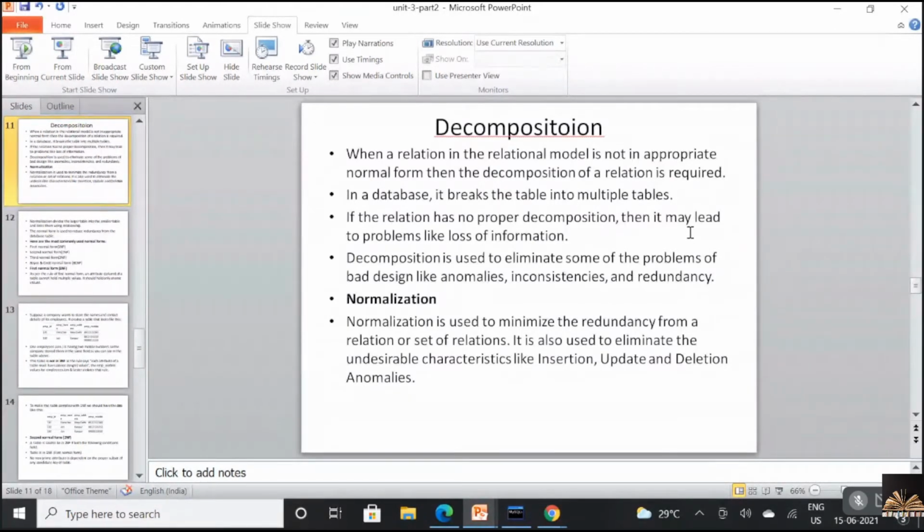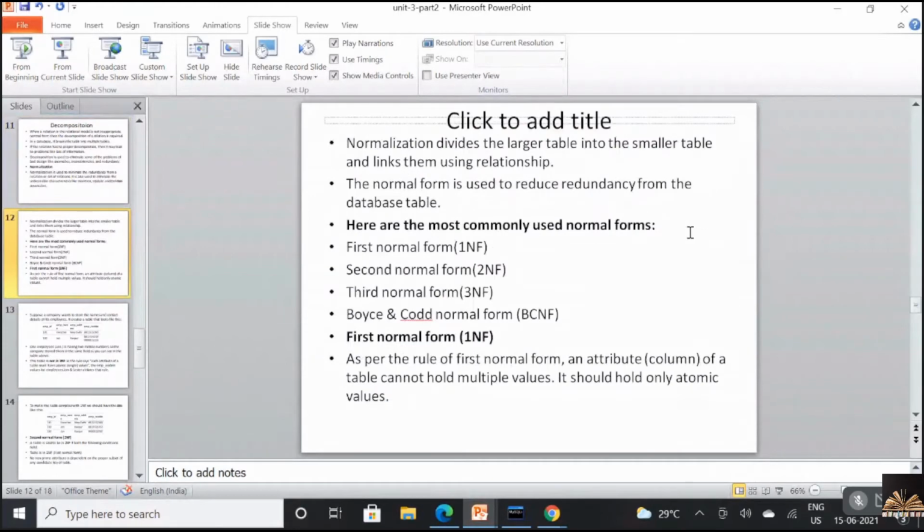Normalization is used to divide a larger table into smaller tables and link them using relationships. That is what I've told you. If there is no relationship, again there would be a huge amount of data redundancy.